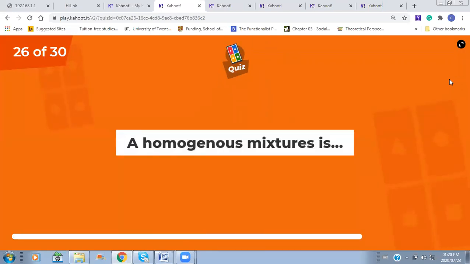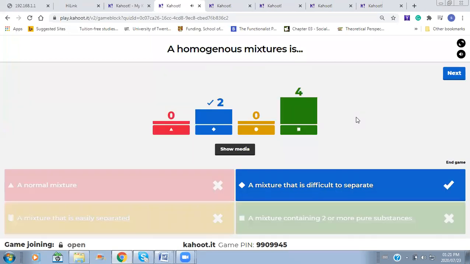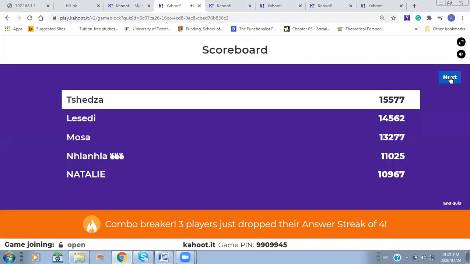Question 26. A homogeneous mixture is what? A normal mixture, a mixture that is difficult to separate, a mixture that is easily separated, a mixture containing two or more substances. Which one is the correct answer? Very good. A mixture that is difficult to separate.